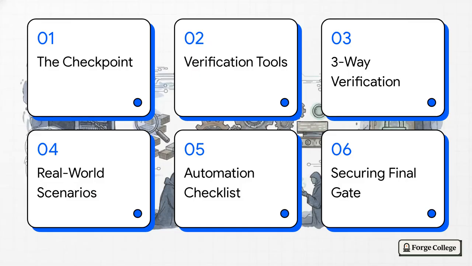Here's our game plan for today's explainer. We'll start with a welcome to the checkpoint, explore your core verification tools, dive into the three-way verification method, apply all of that to real-world scenarios, build out a pre-automation checklist, and finally, lock down that final gate.